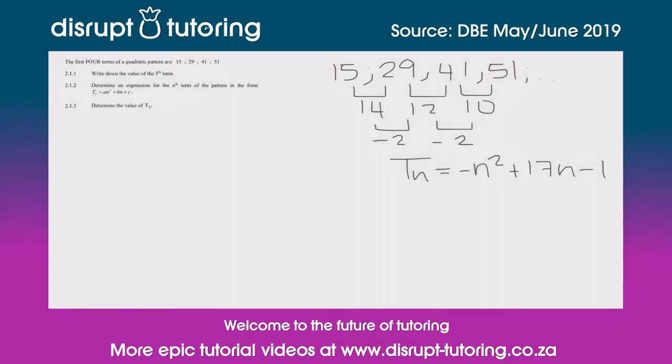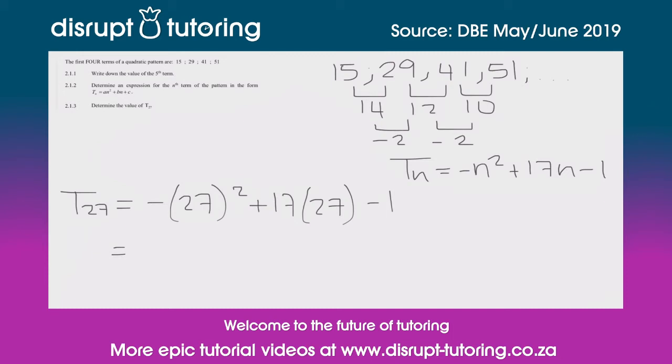Today we're going to do quite a quick question, and it's 2.1.3 where we need to determine the value of T27. So when we get a question like that, we're looking for T27, and in the previous two questions, we've already calculated a general term. Right, so let's substitute our 27 in for n. So it's going to be 27 squared plus 17 times 27 minus 1.